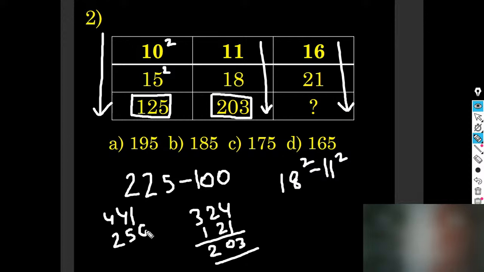So our answer for this one is option B. Option B is the correct answer. 441 minus 256, which is just subtraction of squares.